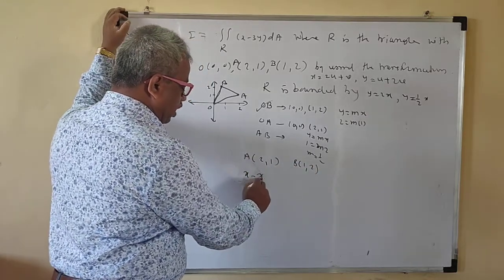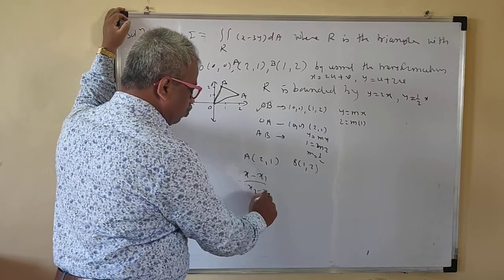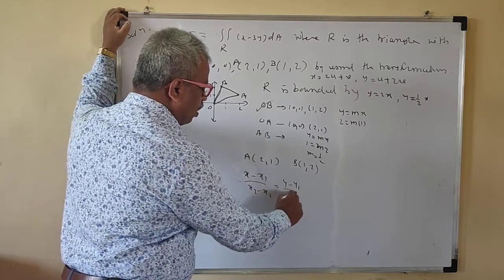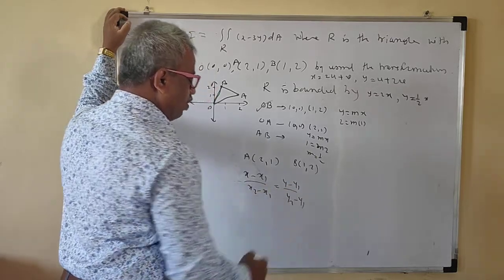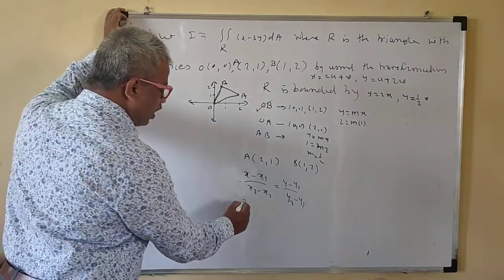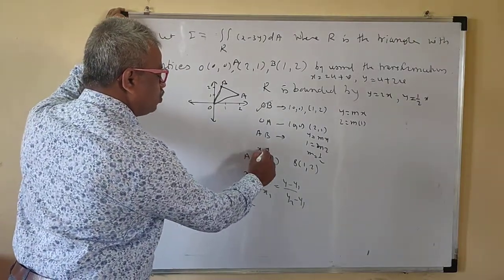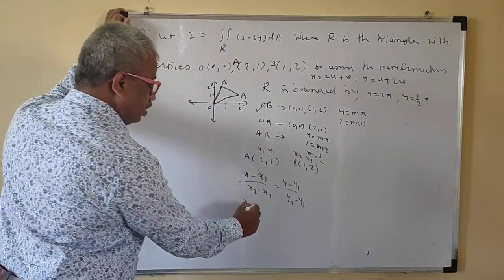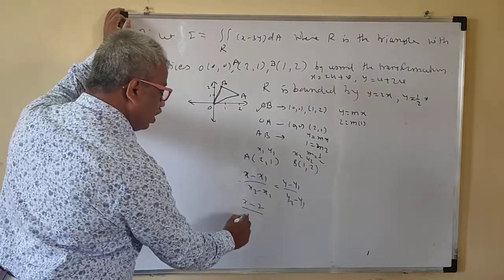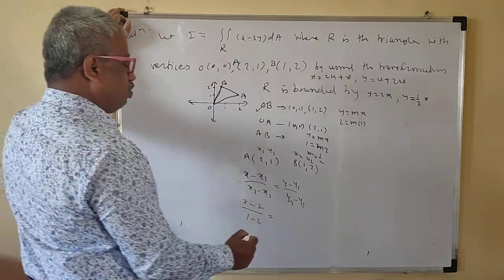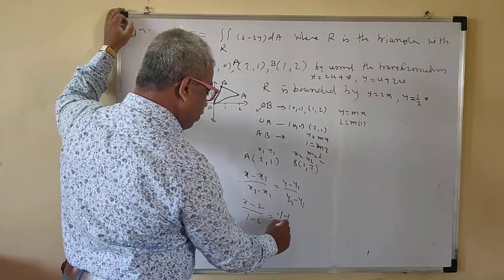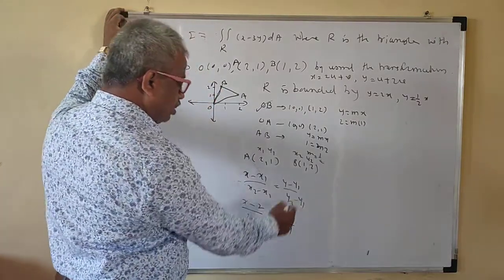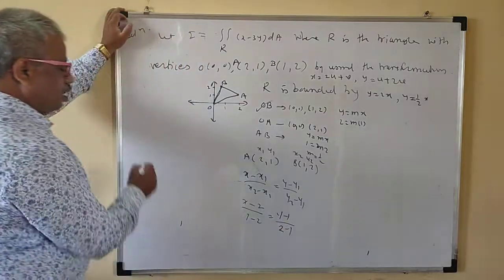Then apply this formula: (x minus x1) upon (x2 minus x1) equals (y minus y1) upon (y2 minus y1). Okay, so your x minus x1, this is what? X1, y1, this we will call x2, y2. Your x minus x1 is 2, then your x2 is 1 minus 2. So then your y minus 1, this minus 1 as it is, just you have to replace 2 here. Okay, so this is what?